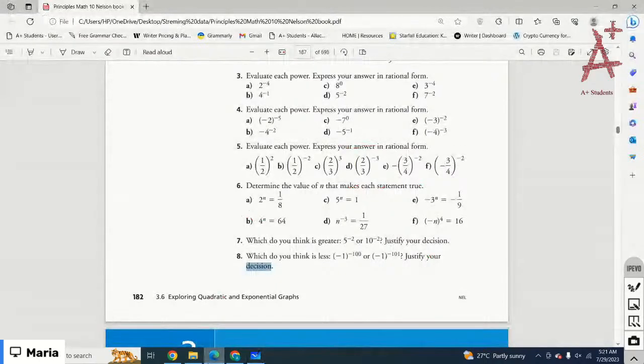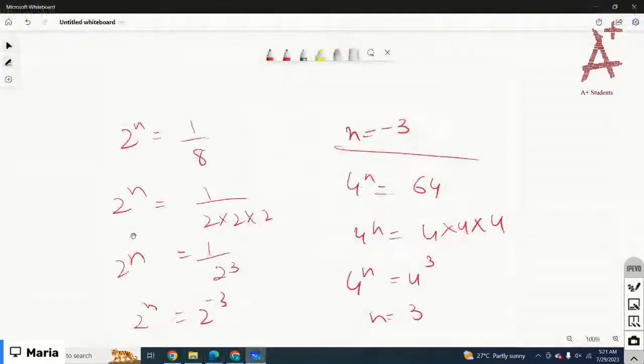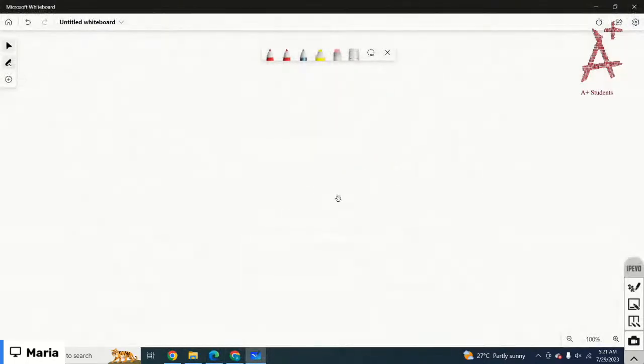Okay, let's start with question number 7. Which do you think is greater? 5 exponent negative 2 or 10 exponent negative 2? Justify your decision. 5 exponent negative 2 or 10 exponent negative 2. So which is greater?